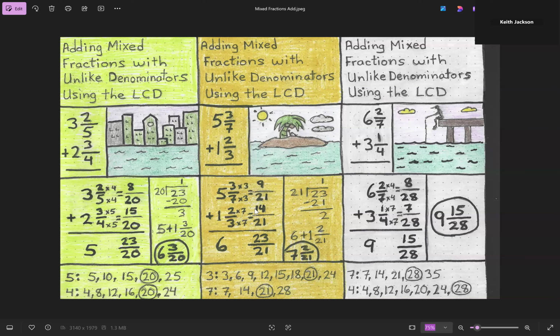And here's what we have. We have 9 plus 14, which will give us 23 over 21. 5 plus 1 will give us 6. And we have another dilemma here, right? Because we have a situation in which we have an improper fraction.